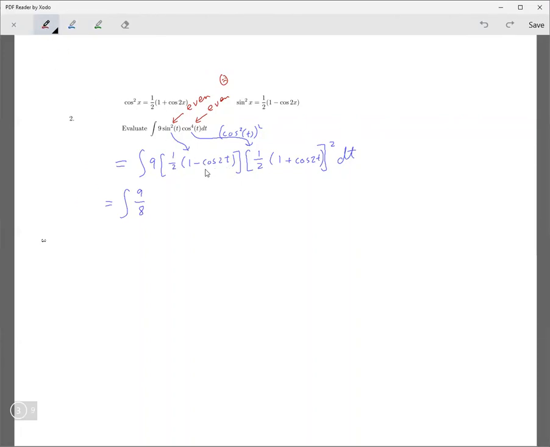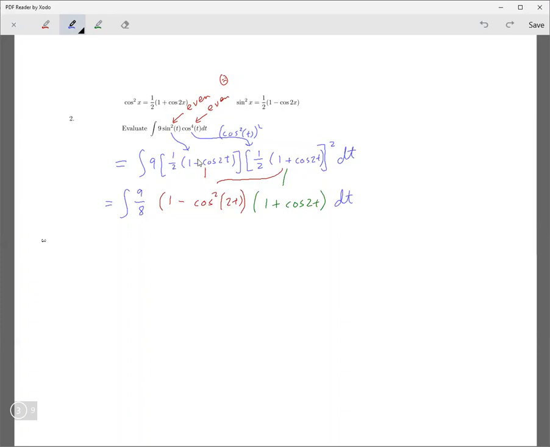If I multiply one of these with one of those, then I get 1 minus cosine squared of 2t. Okay, so one of those with one of those, but I have 2 of these. So I'm still going to have another one right here, like that. Okay, so all this thing is squared.